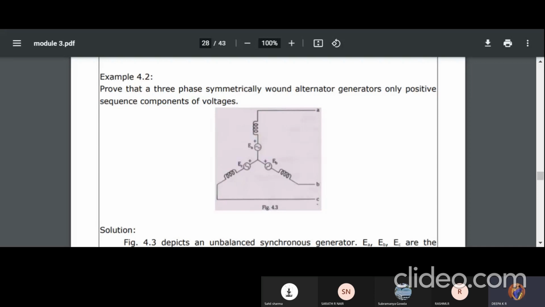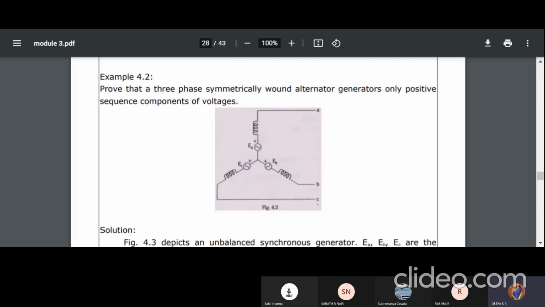Here again we are going to consider the sequences and the operators a and a square. So considering the movement, is it of 120 degree or 240 degree, or else you can take it in reverse order. The 240 degree can also be written as minus 120 degree. That parameter we are going to consider here. So I'll just move on with the solution.